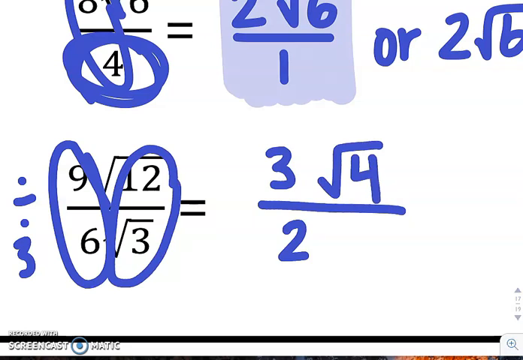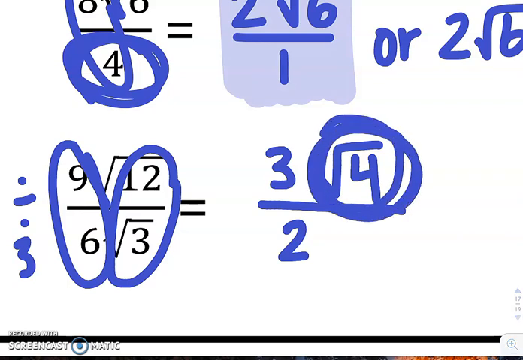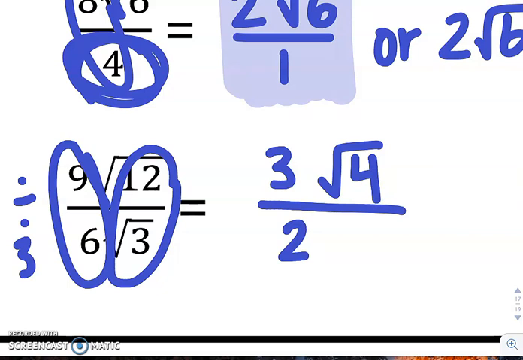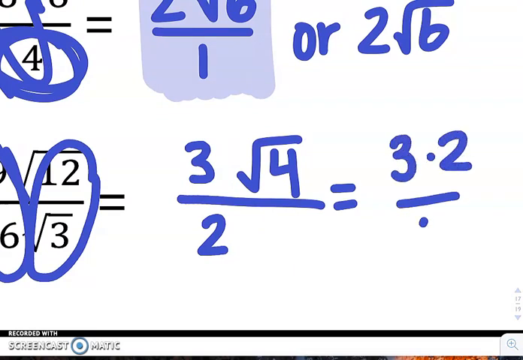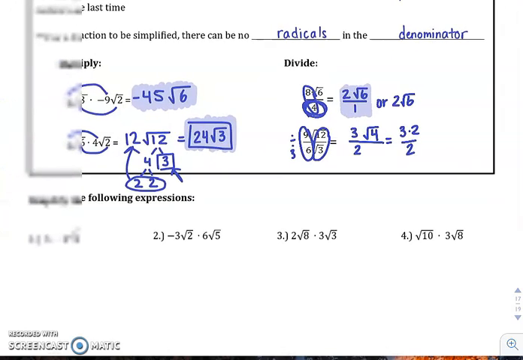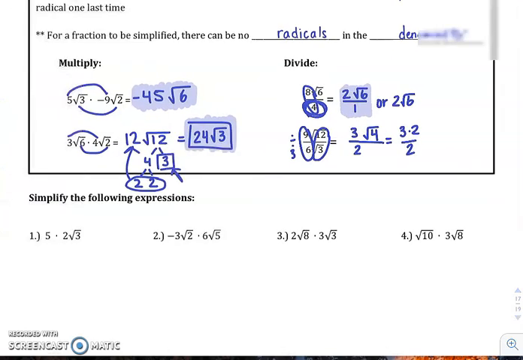Now we need to check, do we have any square roots in the denominator? No, but this square root of 4 can become just 2 because the square root of 4 is 2. So we actually get 3 times 2 over 2. So we get 6 over 2, and the whole thing ends up simplifying to just 3.